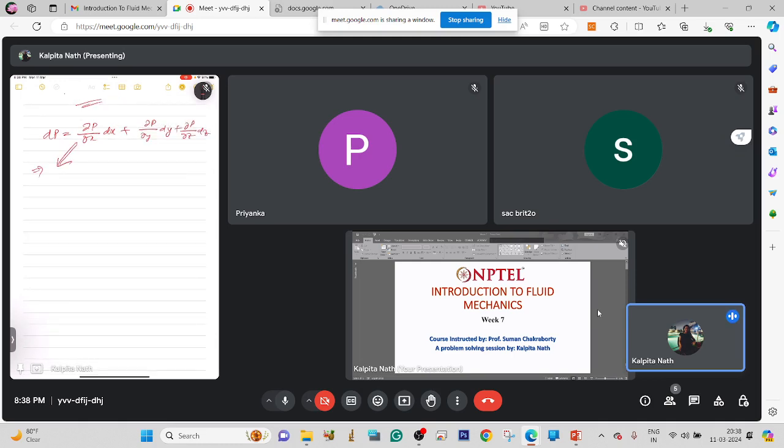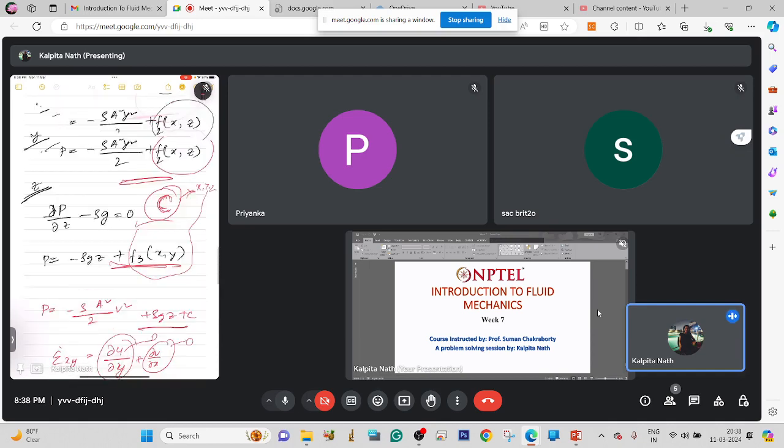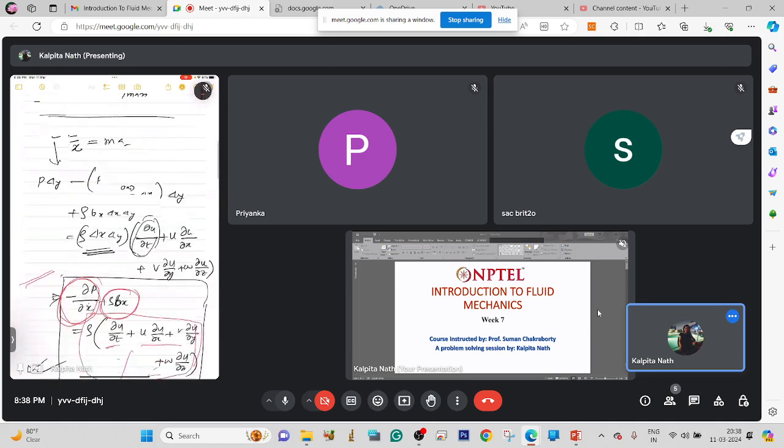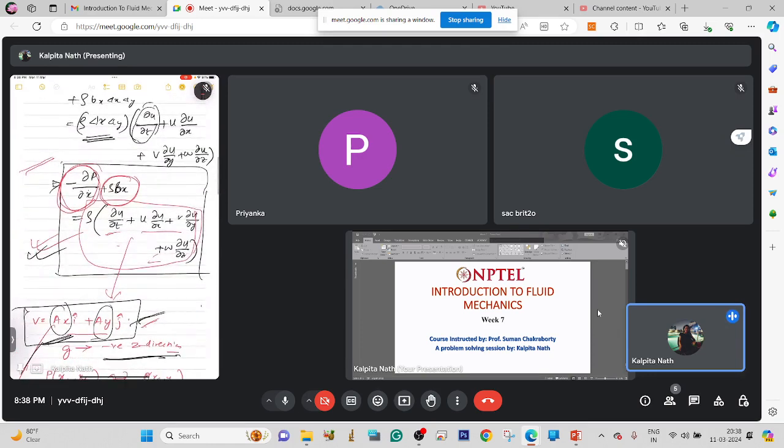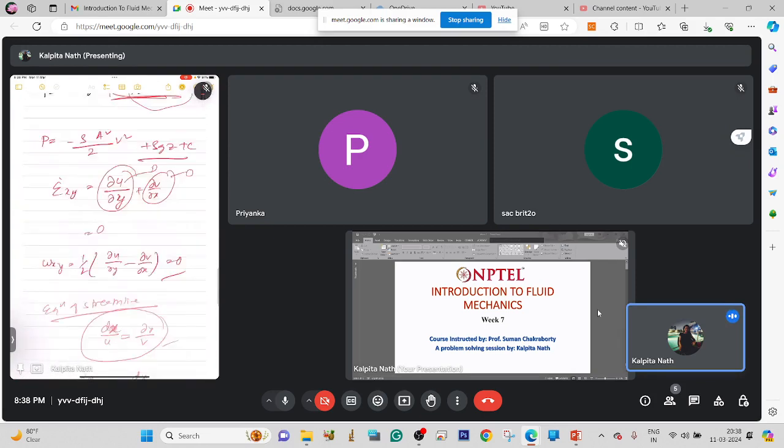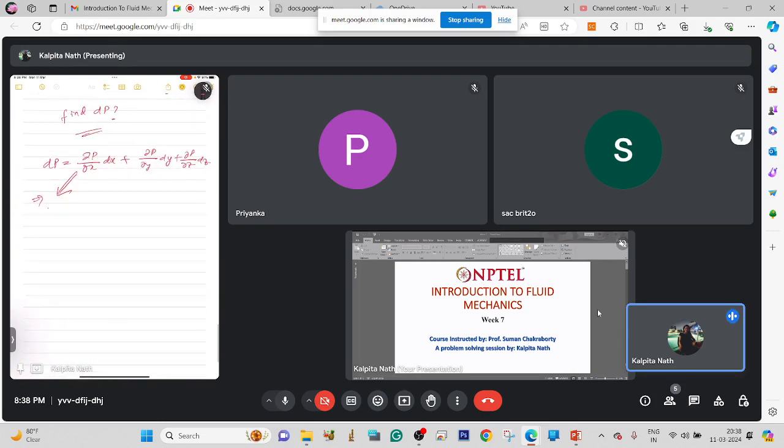This del p del x we can write simply from the Euler's equation. Right here we have already written this from this equation. The pressure gradient is equal to the body force along with the advection terms, that is the mass into acceleration. So this we can write as minus density times del u del t plus u del u del x plus v del u del y plus w del u del z, plus density into bx.